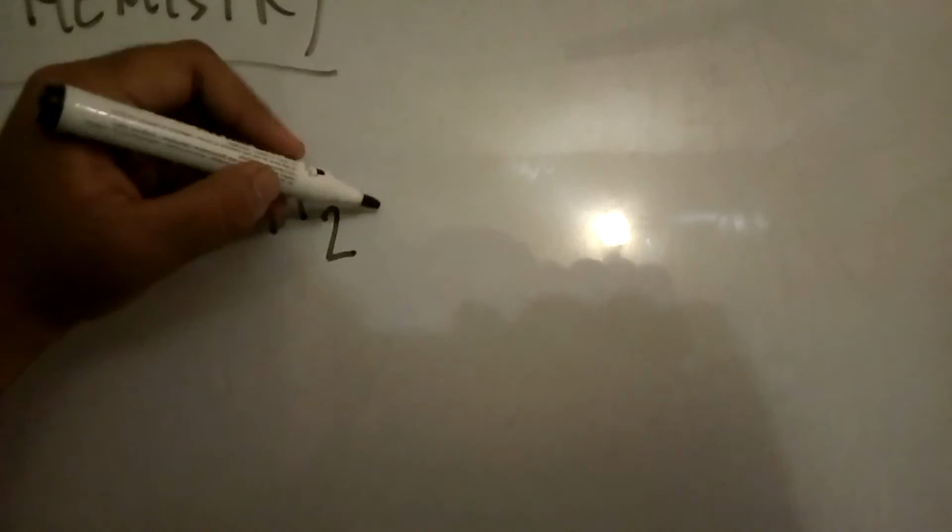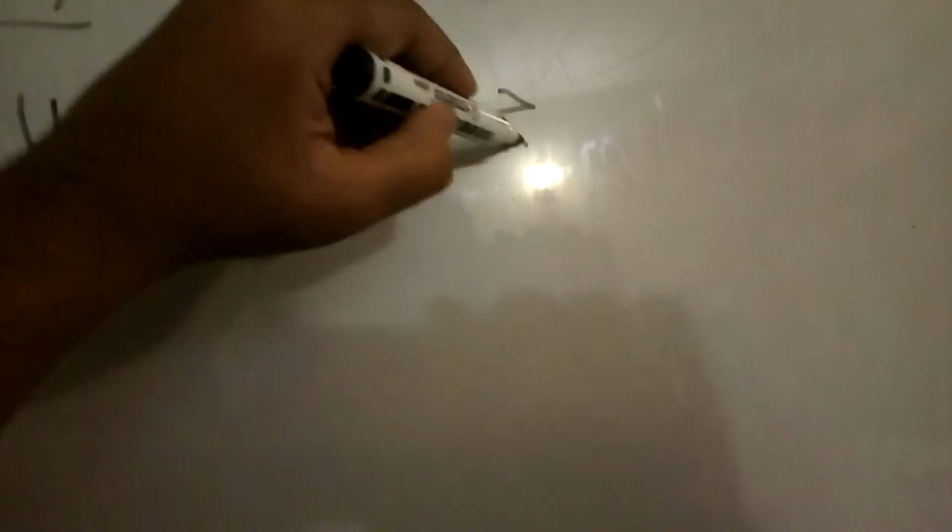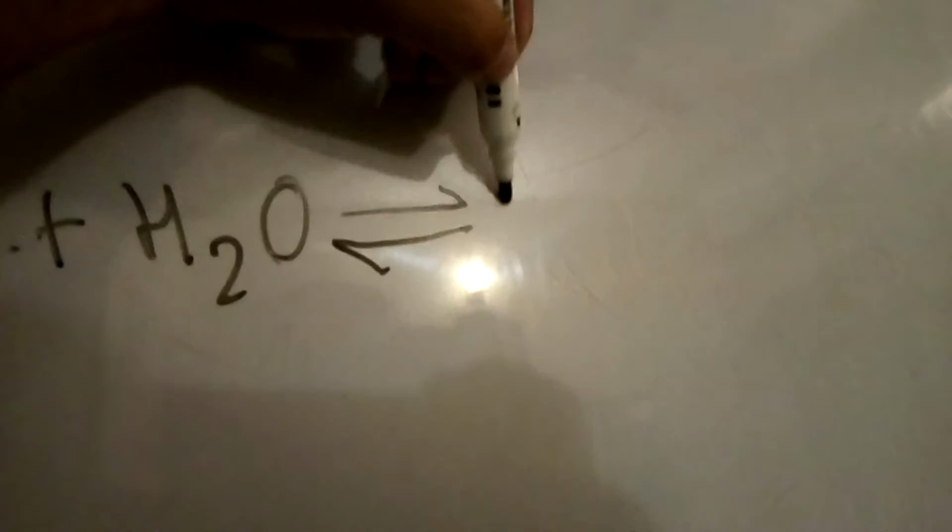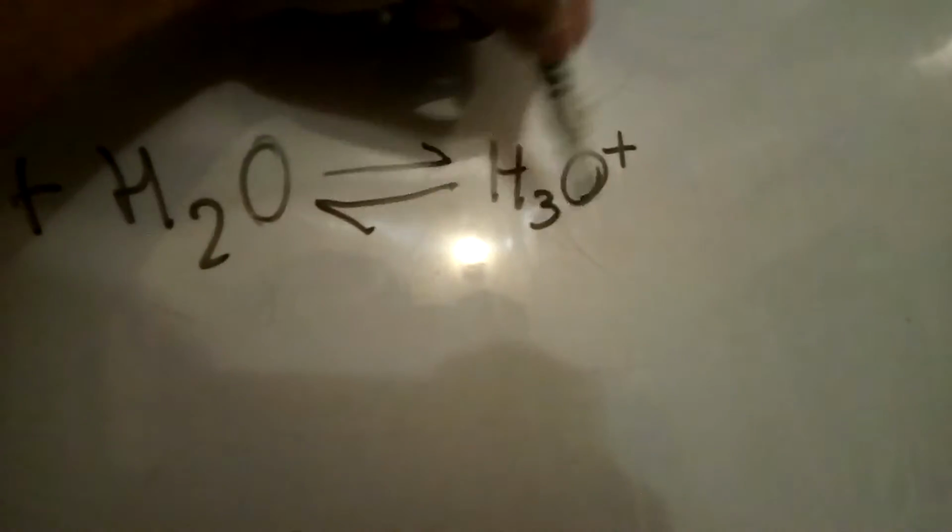H2O plus H2O gives... hang on. Let's try this one more time. It gives H3O plus, the hydronium or oxonium ion, and OH minus.